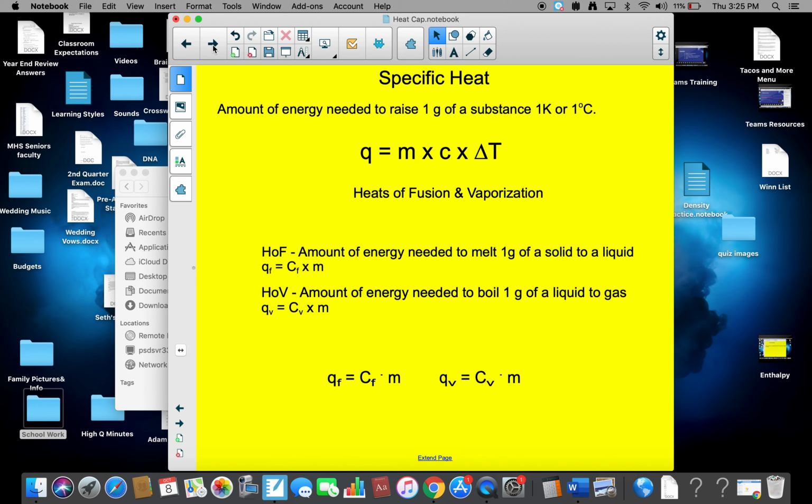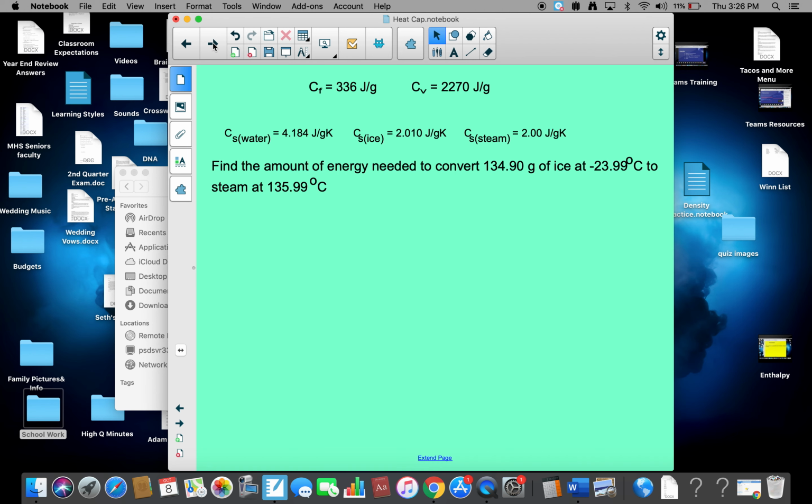All right, there are a couple of terms we looked at last year. Specific heat is the amount of energy to raise 1 gram of substance by 1 Kelvin or 1 degree Celsius. And Q is the specific heat equation, M times C times delta T. Then there are heat of fusion and vaporization. Heat of fusion is the amount of energy to change 1 gram of a substance from a solid to a liquid. And heat of vaporization is the amount of energy to boil 1 gram of a liquid to a gas. And there's my equation, Q of F. So we have all our terms here.